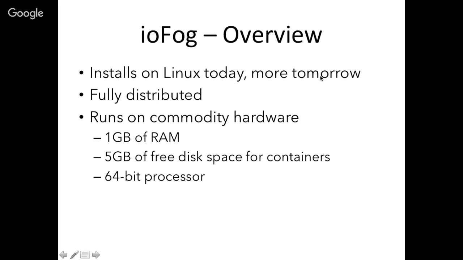And you know, tomorrow it'll have more. It'll be in more places. The same fog. It's fully distributed, and you can basically run it on anything that's got minimum capabilities like this. You just need some space for the containers. You just need about a gig of RAM will do. And because it runs with Docker, you're going to need a 64-bit processor. Which basically is like a Raspberry Pi 3. If you've got that, you can go ahead and run the ioFog.